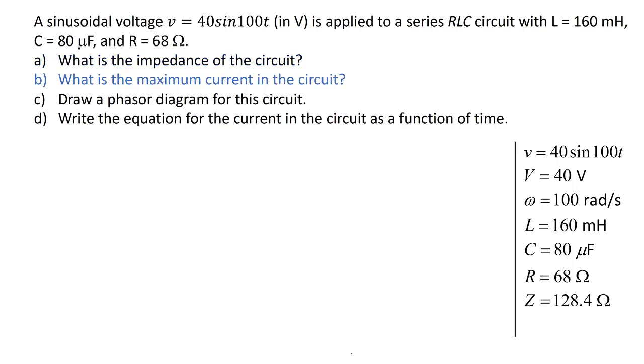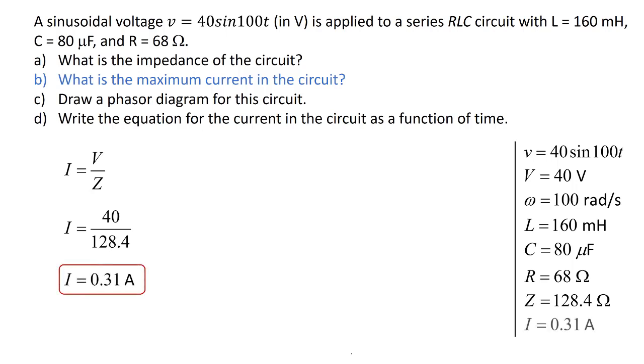In part B of the problem, we need to find the maximum current in the circuit. The maximum current in the circuit is given by the maximum voltage divided by the impedance. The maximum voltage is 40 volts, and the impedance is 128.4 ohms, and therefore the maximum current in the circuit is 0.31 amps.